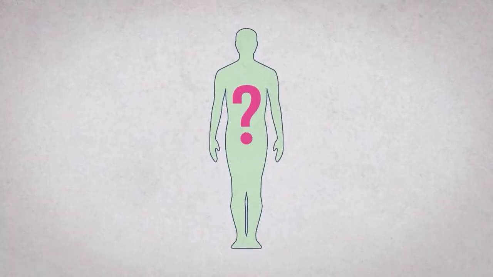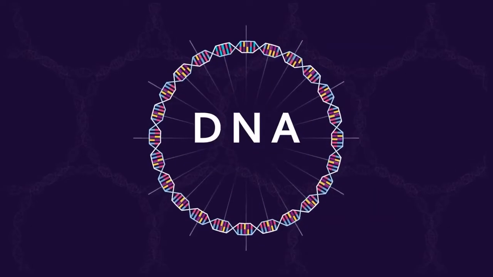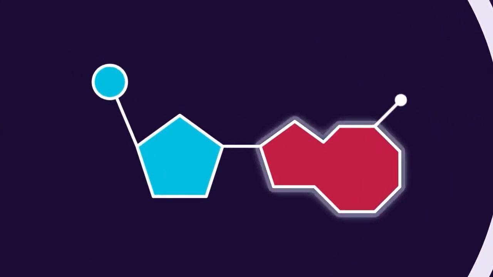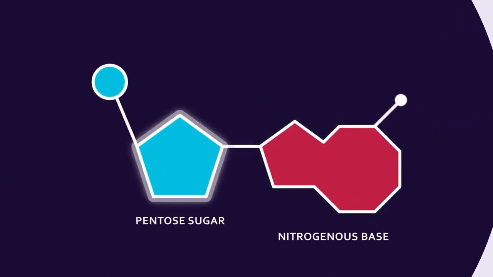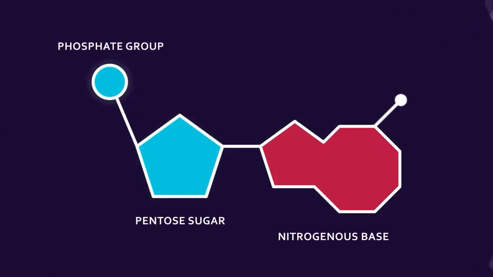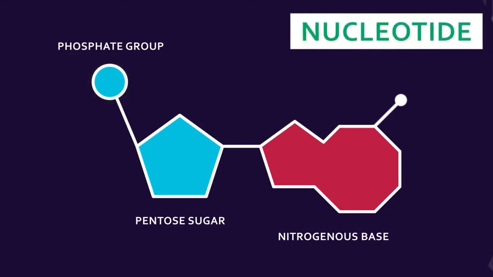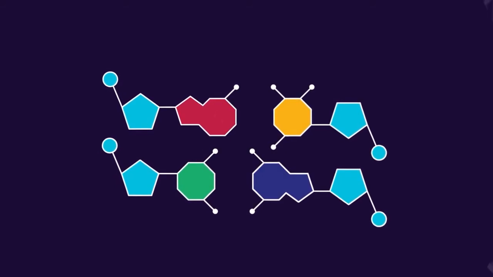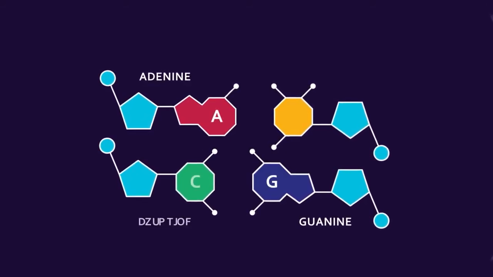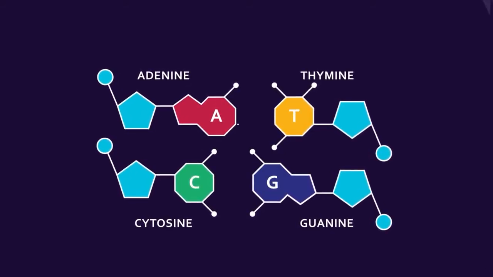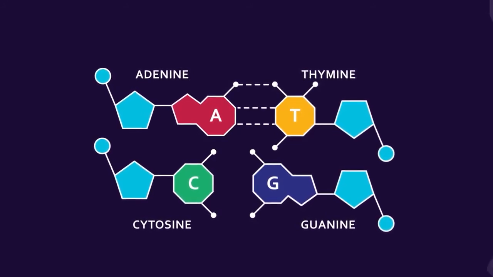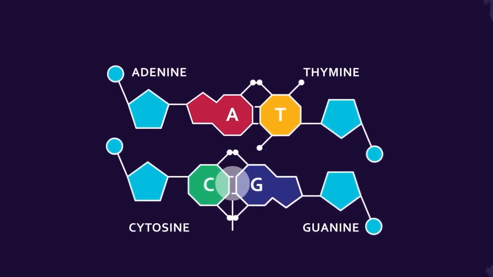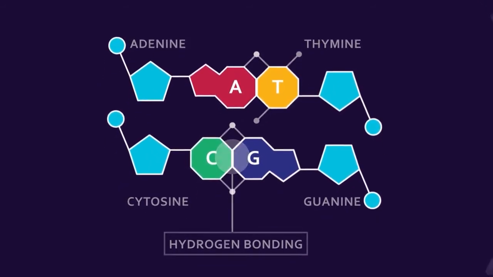What is DNA? DNA stands for deoxyribonucleic acid, made of chemical building blocks consisting of 3 parts: a phosphate group, a sugar group, and 4 types of nitrogenous bases called nucleotides. The nitrogenous bases are of 4 different types: adenine, guanine, cytosine, and thymine. Adenine will always bind with thymine and cytosine with guanine. This type of bonding is hydrogen bonding.